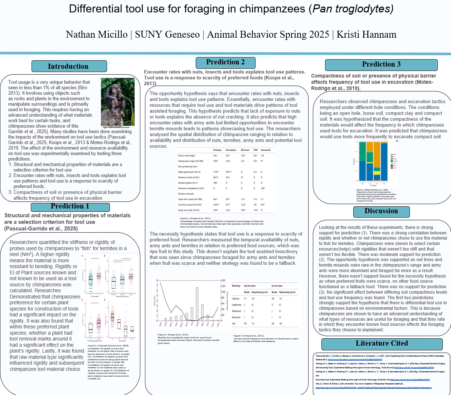And there was actually no support for the prediction made for prediction 3. There was no significant effect between differing soil compactness levels and tool use frequency. The first 2 predictions out of these 3 strongly support the hypothesis that there is differential tool use in chimpanzees based on environmental factors and foraging. This is because chimpanzees are shown to have an advanced understanding of what types of resources are useful for foraging, and the rate in which they encounter known food sources affects the foraging tactics they choose to implement.